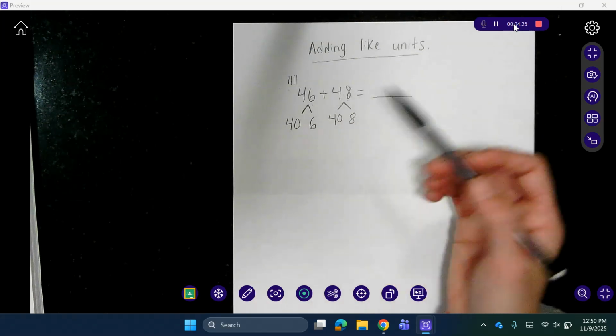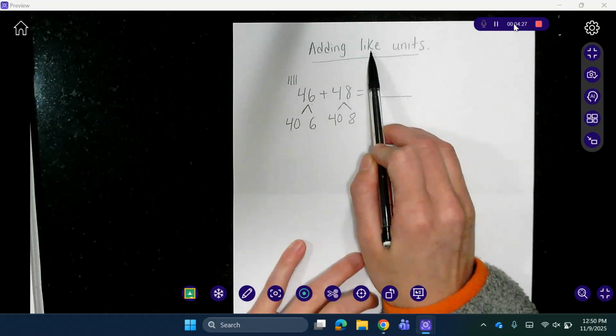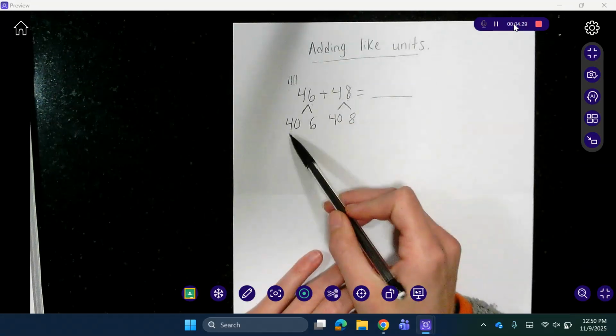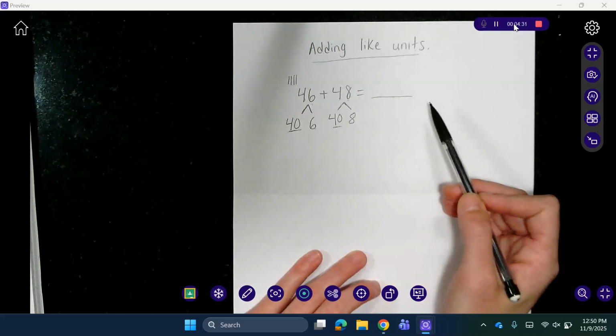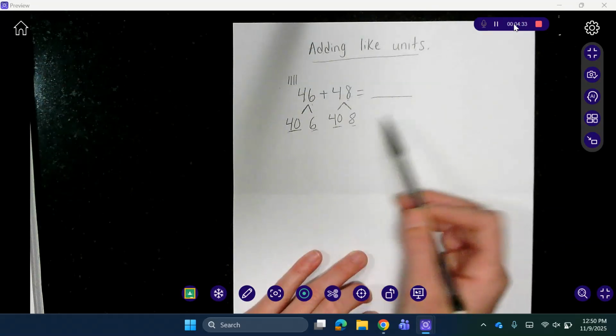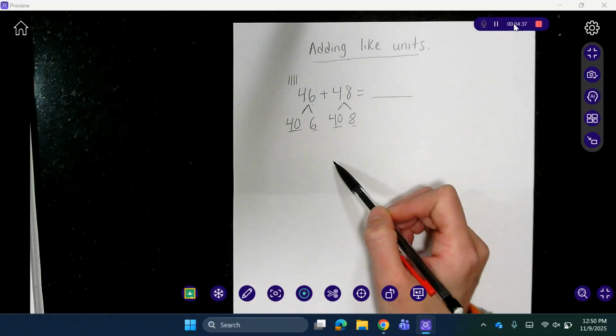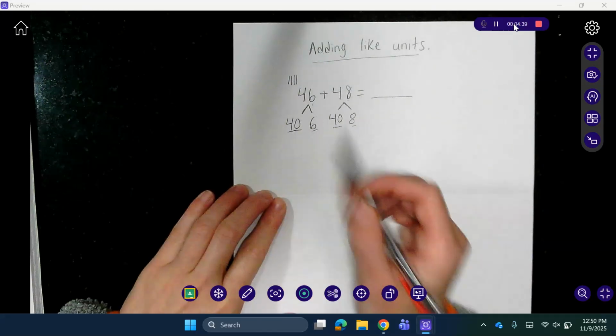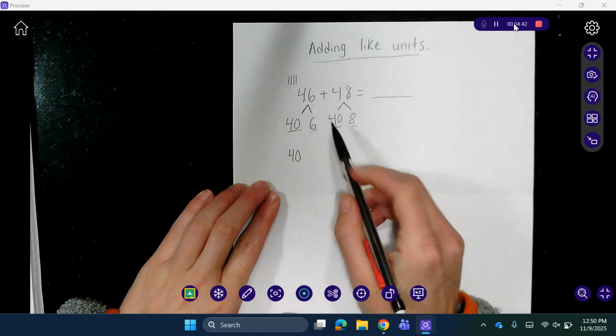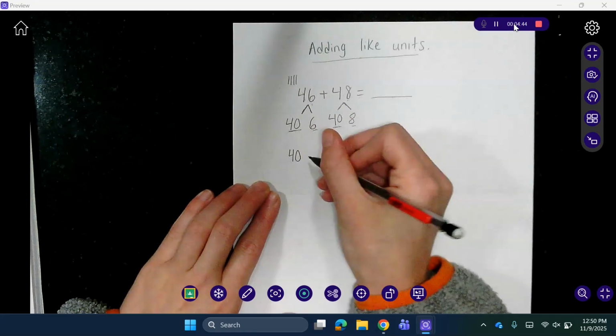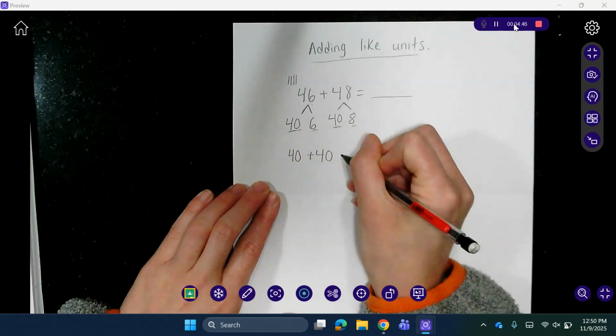Okay, now we get to the part where we're going to add the like units. We want to put these tens with these tens. We want to add these ones with these ones. So we can draw 2 number sentences. We can write 2 equations to help us do that. So if we take these tens, which is 40, and we take the tens from this number, which was also 40, we do 40 plus 40.